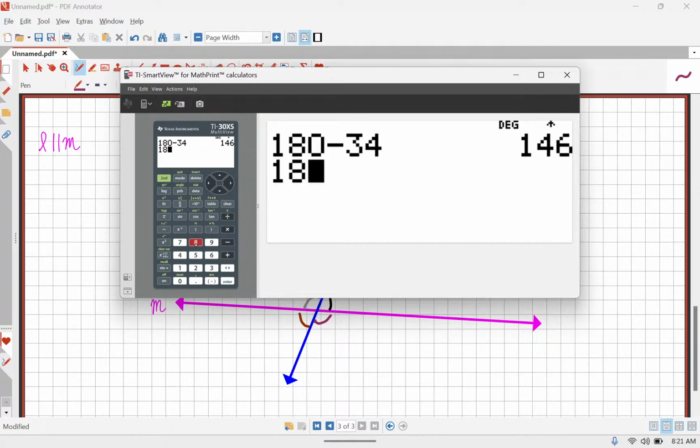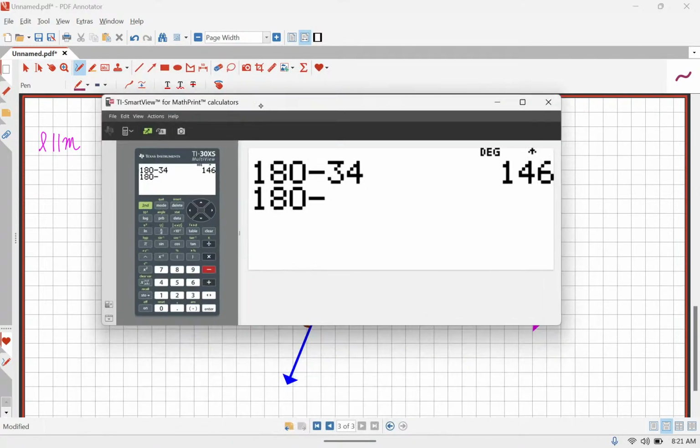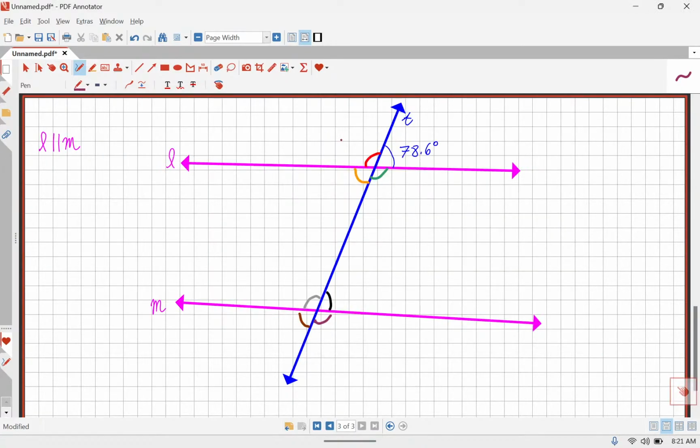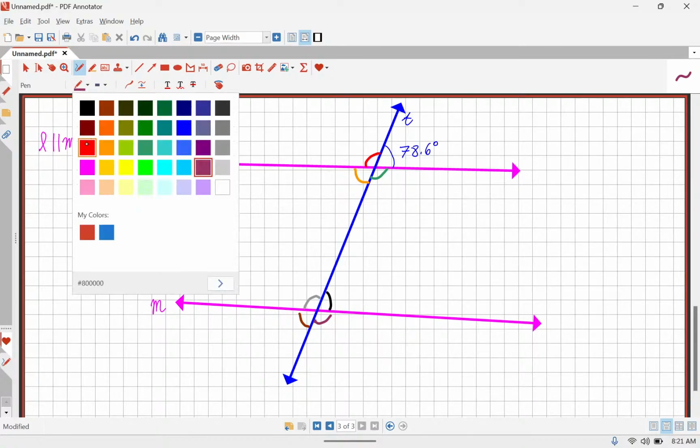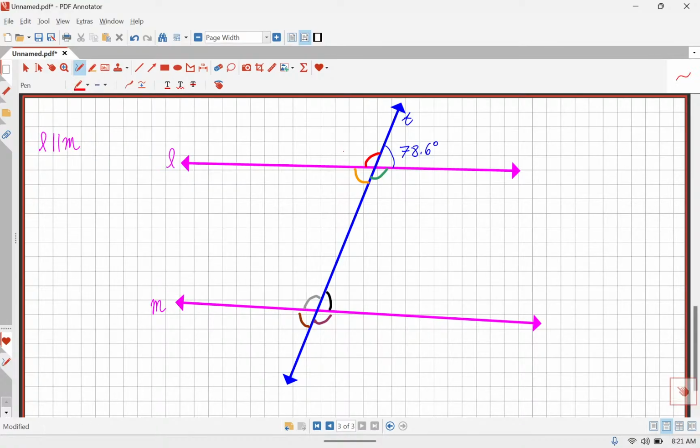Beautiful. Since those have to add up to 180, 180 minus 78.6 is 101.4 degrees. So that had to be 101.4 degrees. Awesome. Is that the first one that you did, Kenny? It was? Okay. Did someone do a different one first?